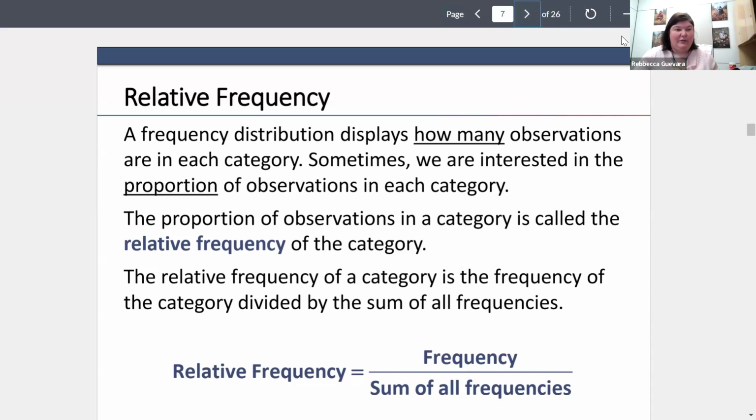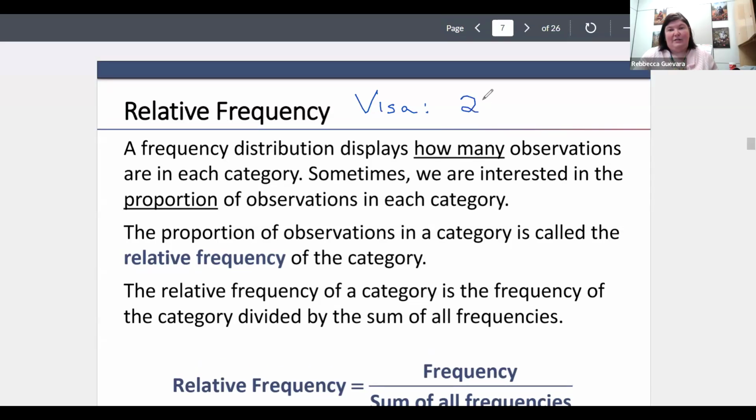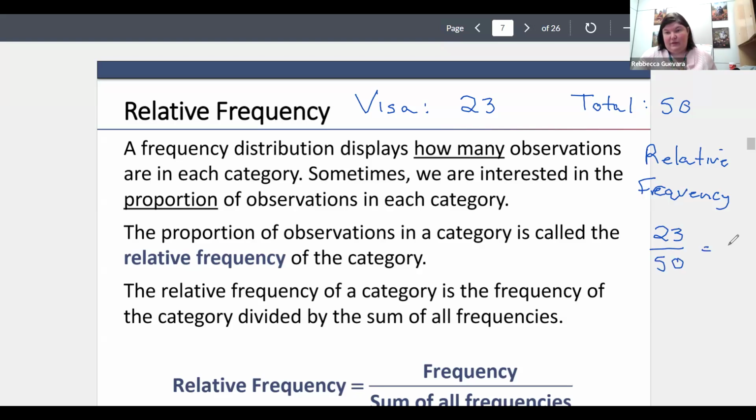So in our case, if we're talking about those Visa cards, we had 23 of them. Out of all of the people who came in, we had a total of 50. So the relative frequency would end up being 23 over 50. We can write it like that, or you can write the decimal version of it. So almost half of them, 0.46, so about 46%.